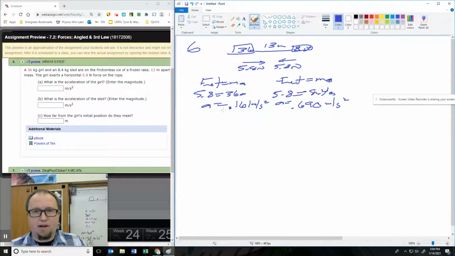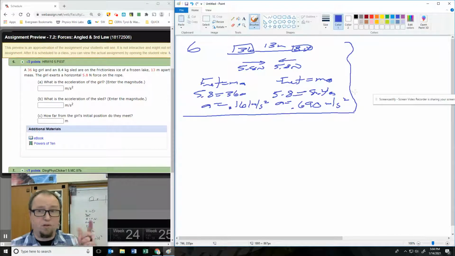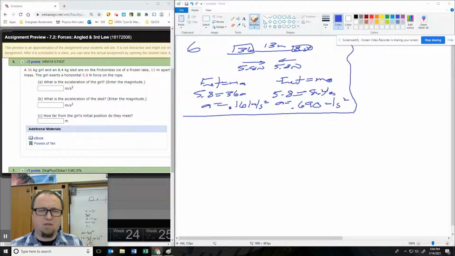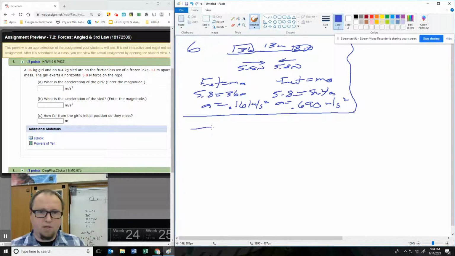But now it gets interesting because it says, where do they meet? Later in the course, we'll talk about center of mass, and we'll have a quick little way to do this. But I think it's also good to see another strategy. So here's the key to this. This person on the left, this person on the right. This person is going to go here to x. This person over here is going to travel 13 minus x, okay?